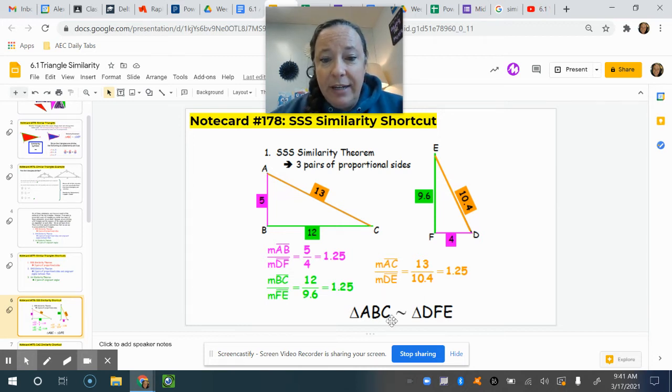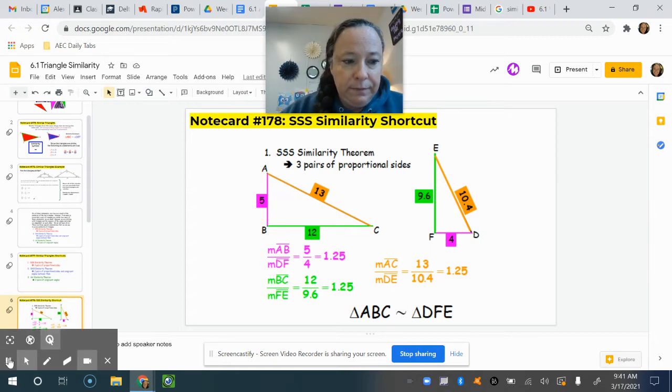And here is the similarity statement. Order matters. A, B, C. That went over the pink and then over the green. So it'd be D, F, E. You can't just do a random similarity statement. Pause and finish up note card 178.